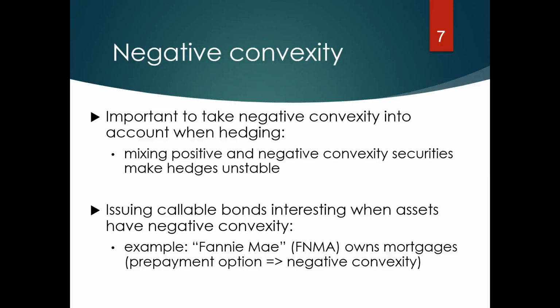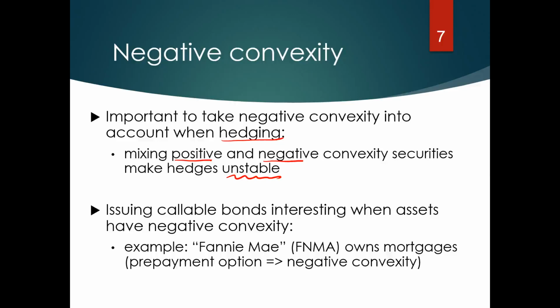The first one is that you need to take it into account when you're hedging. Why? Because you don't want to mix portfolios that have positive and negative convexity, because it's going to make your hedge unstable. So when you issue callable bonds, it's going to be interesting if your assets have negative convexity.